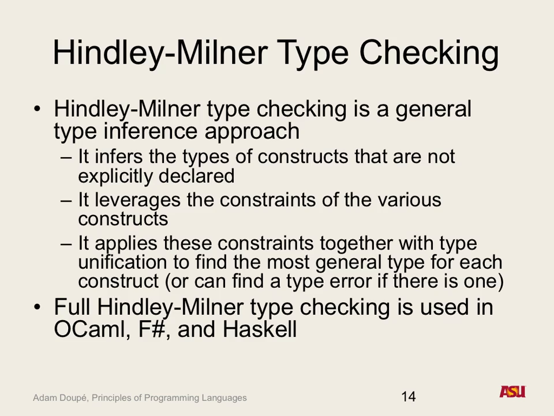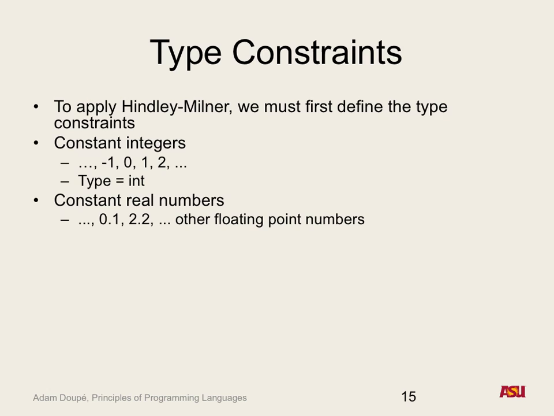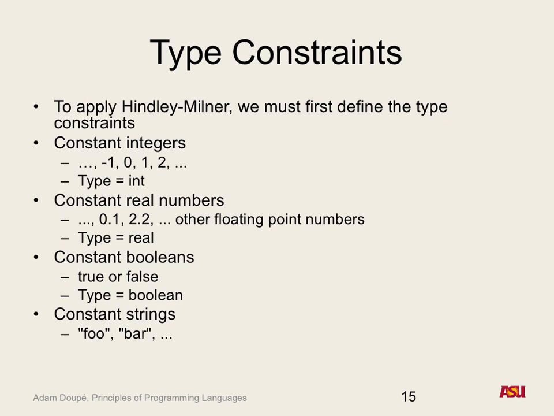Cool. Okay. So we first have to define our constraints. These are the constraints that we're going to use on homeworks and midterms that have Hindley-Milner type checking problems. The first is constant integers. What are the types of constant integers? Ints. They have to be ints. We can also have constant real numbers. What are the differences? A decimal place. Perfect. Look at you guys. We can have constant booleans of true or false. We can also have constant strings, like foo or bar, and these will be of type string. Cool?